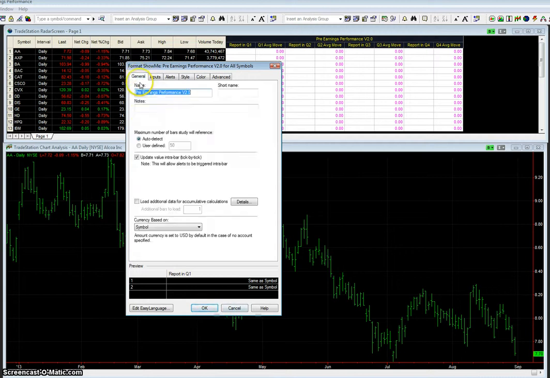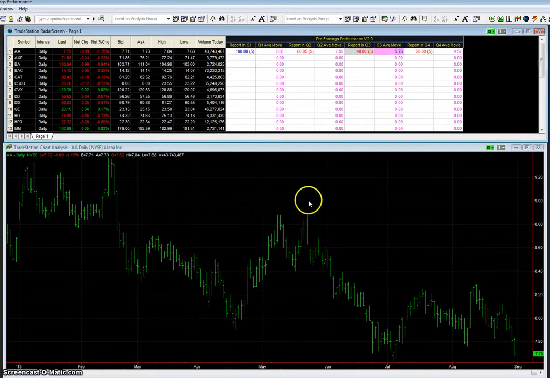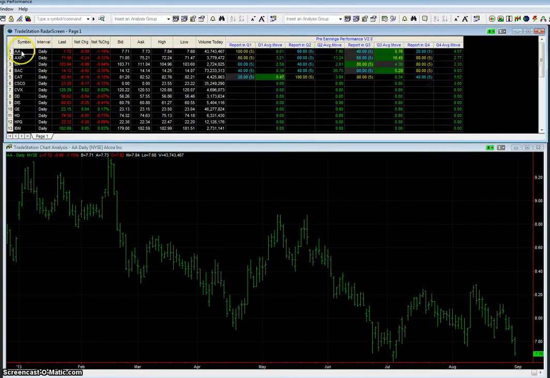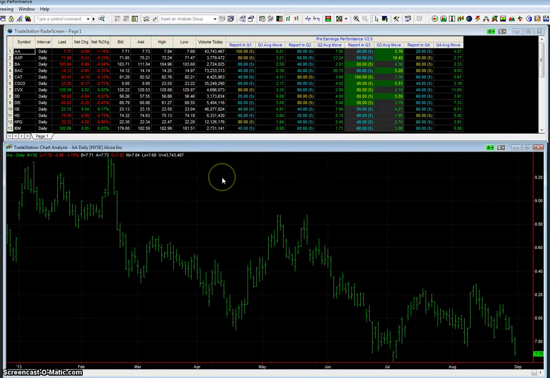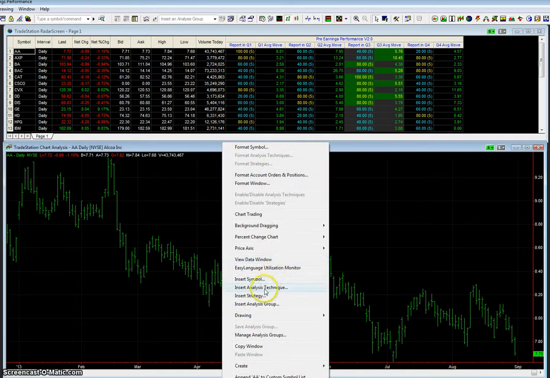So we wanted to come over here and put some days in. I usually put about 10 years' worth of history in. So we can see it starts to fill in our table here. And while we're doing that, we can come down to our chart.